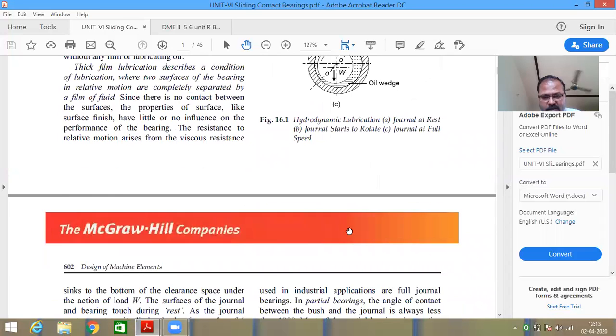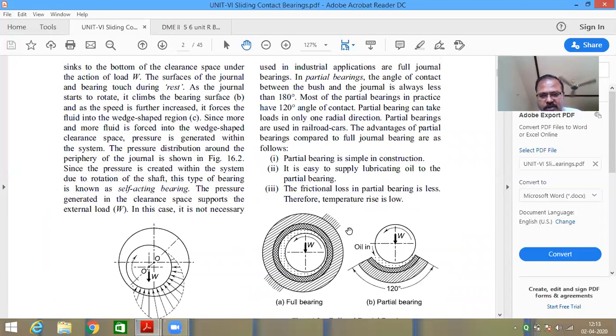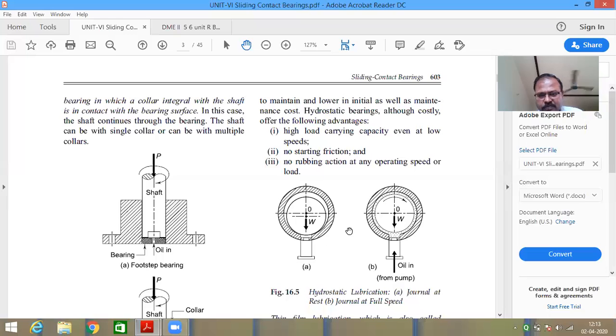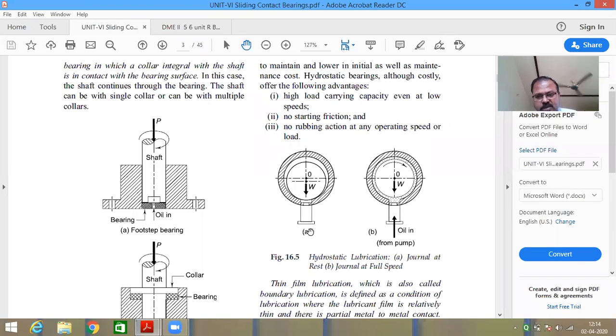The second type of lubrication is called hydrostatic lubrication. In hydrostatic lubrication, that thick film of lubricant is formed by some external means. Here you can see a hole is provided, and oil is being pumped from the oil sump. The oil pump will raise the oil from the oil sump and push the oil into the bearing, and it will try to lift the journal against the surface of the bearing. That kind of lubrication is called hydrostatic lubrication.